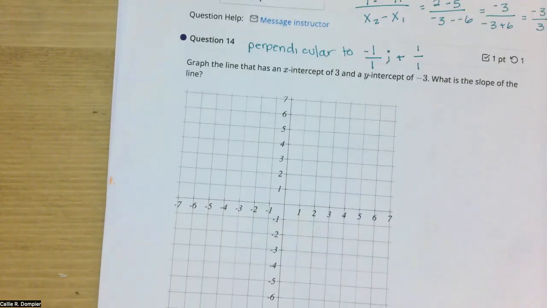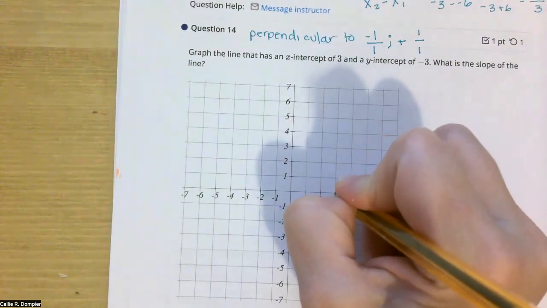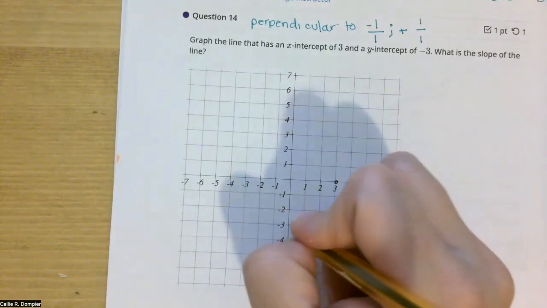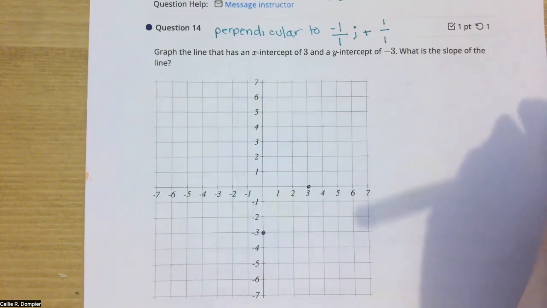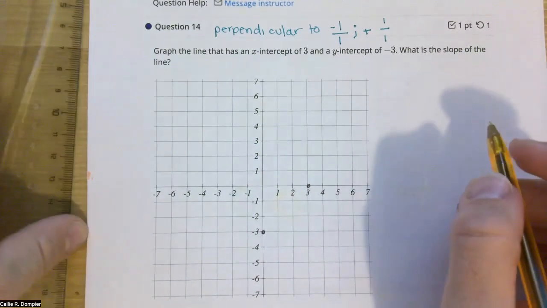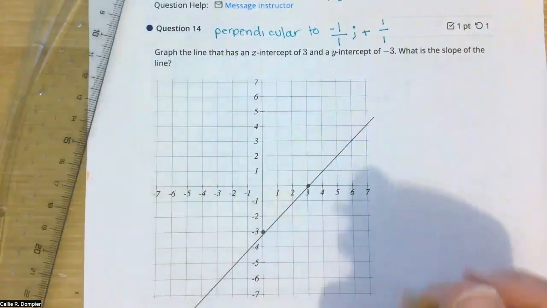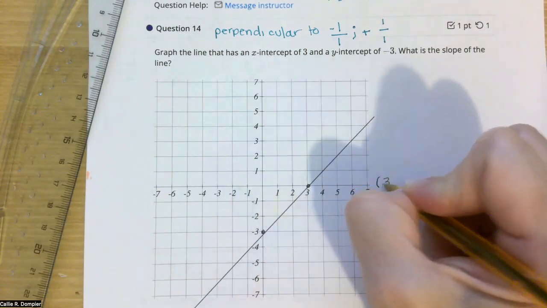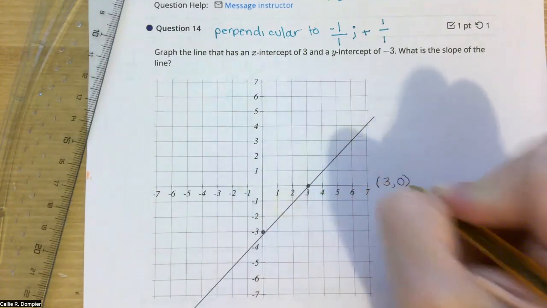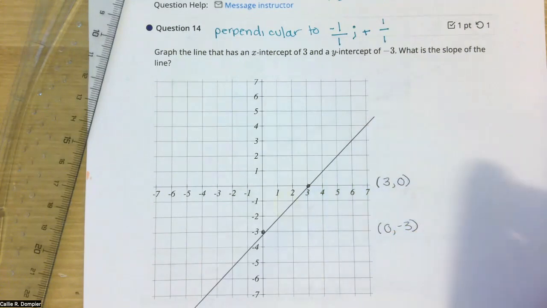All right. Graph the line that has an x-intercept of 3. X-intercept means it crosses this line at 3, and a y-intercept of -3. What is the slope of the line? So graph it just means put a line right there, right? You have 2 points, you draw a line, that's your graph. Now, to find the slope, we're going to say that this is the point 3, 0, and this is the point 0, -3.